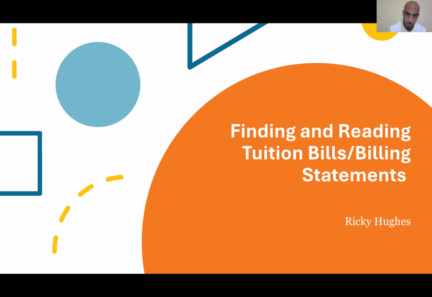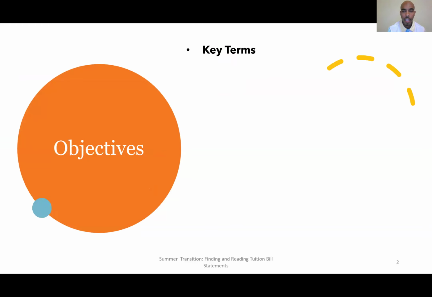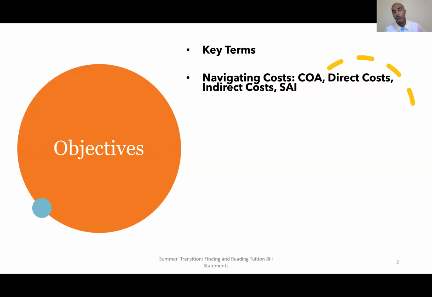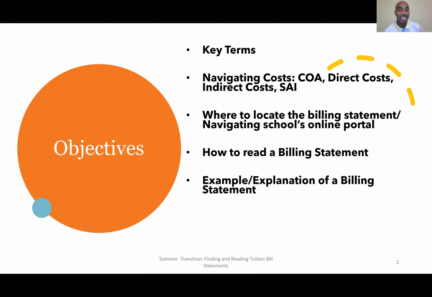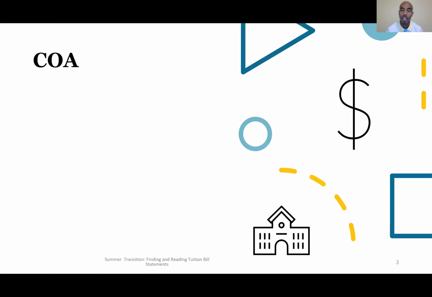All right. Without further ado, today the objectives are we're going to go over some key terms. We're going to chat about navigating costs, cost of attendance, direct costs, indirect costs, SAI, and what they are and how they will affect you, where to locate the billing statement, and how to navigate the school's online portal, how to read a billing statement, an example and explanation of a billing statement, and who to contact if you have questions. And at the end, we will have time for questions.